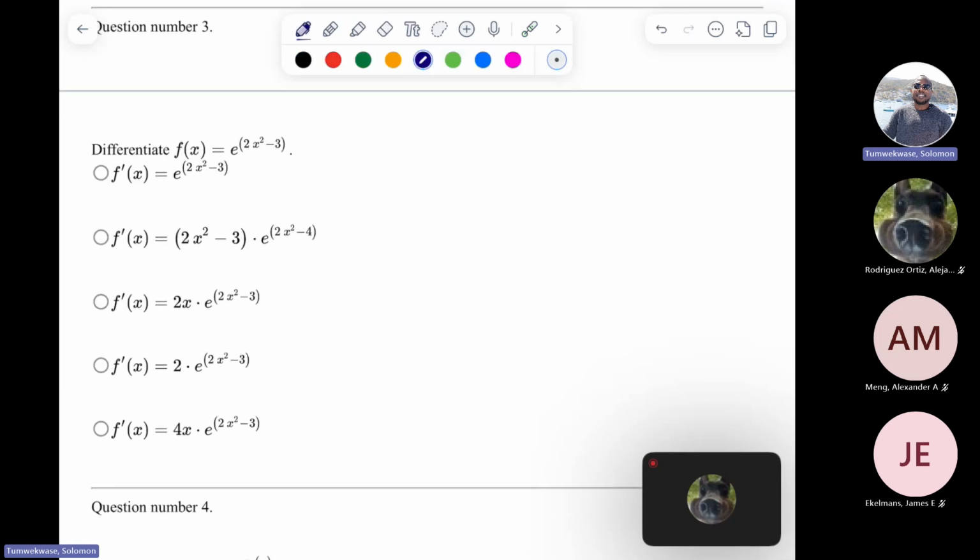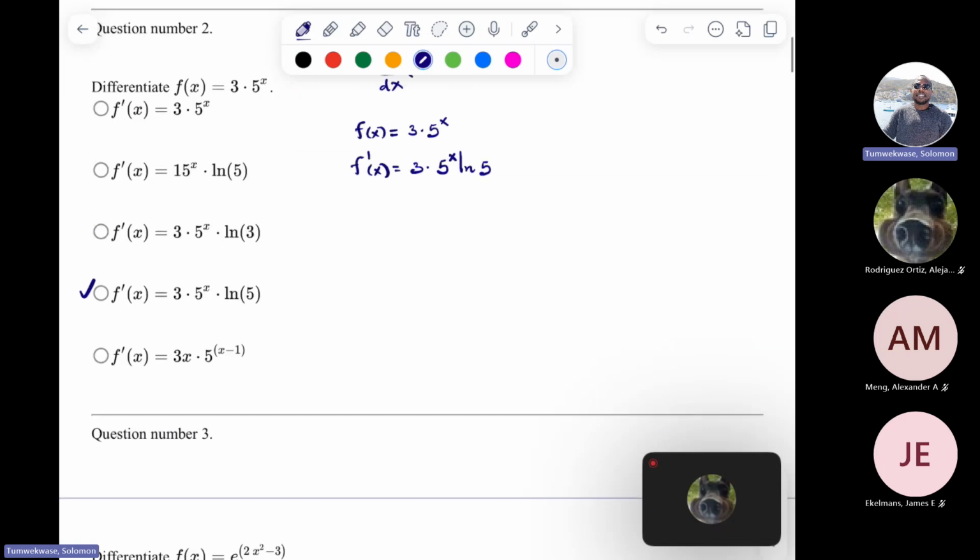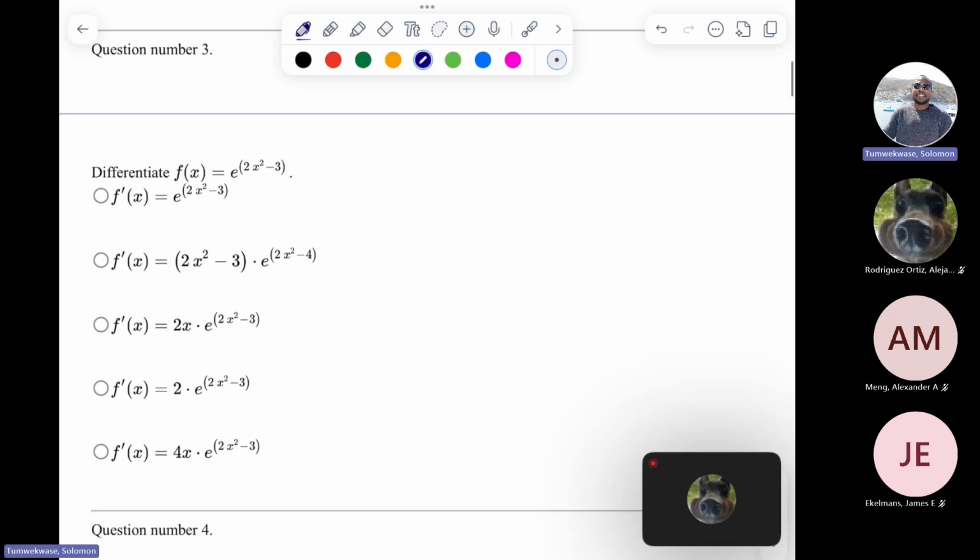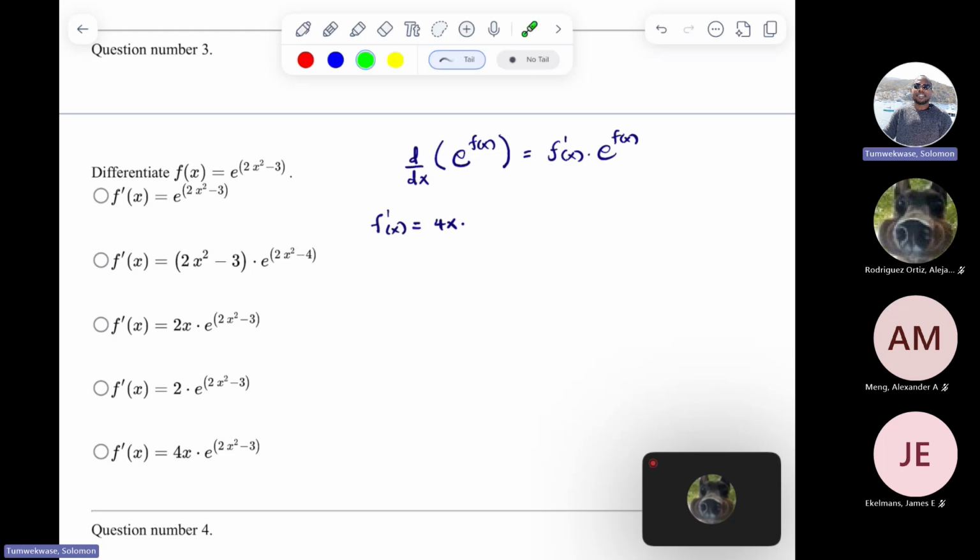Okay. Question 3, same thing. We have the function as that. So by chain rule, remember I said that when I take the derivative of e to the power f of x, where f of x is just any function, this is the same as f prime of x, then times e to the power f of x. So in this case, when I take the derivative of the function on top here, the derivative is just 4x, then times the same question, which is e to the power 2x squared minus 3.